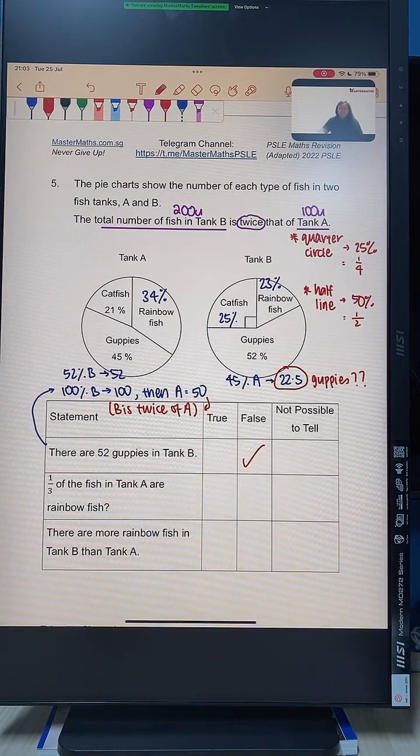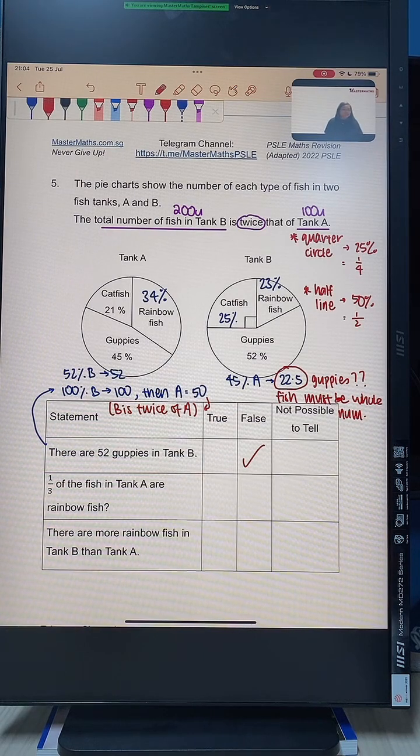Not quite correct, right? Because my number of fishes has to be a whole number. Fish must be whole number. Therefore, I cannot have 100 fishes in B. Understand? Okay, everybody can follow now? So whenever they tell you a specific number, do not just think that it is not possible to tell. You have to do some math to look at whether the numbers make sense or not.